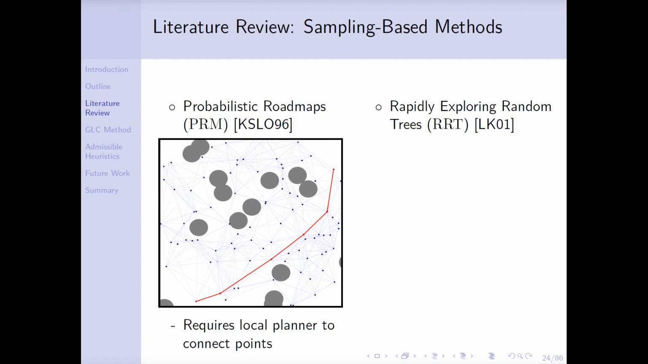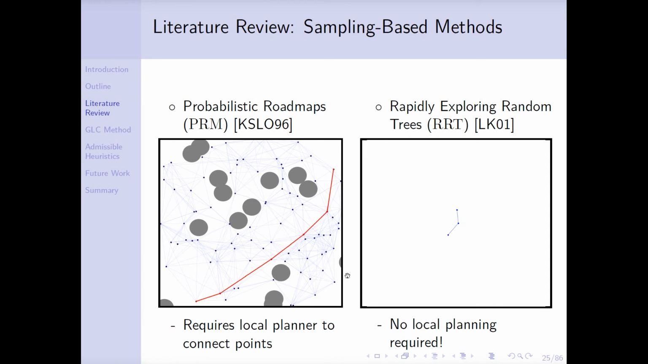And now the main limitation of this algorithm is that it requires a local planning subroutine to make these connections between randomly sampled points. And this complicates the implementation of the algorithm on systems that have non-trivial dynamics because it's not immediately clear how we can make these point-to-point connections.